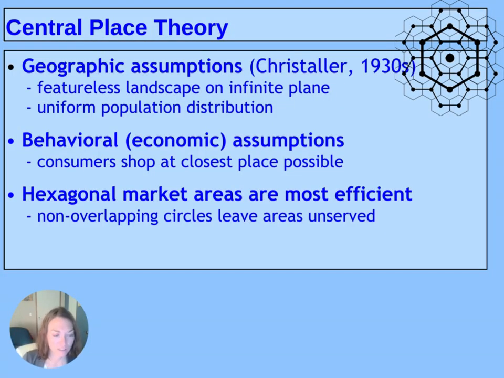So this was made in the 1930s, and it had a bunch of assumptions such as a flat, featureless landscape, this idea that people will shop at the closest place possible, which was probably very true in the 1930s, but it's not now because people can order things online. So think about time-space compression. It's not as far to order something from Paris as it was in the 1930s. Think about globalization. Those factors make this less true.